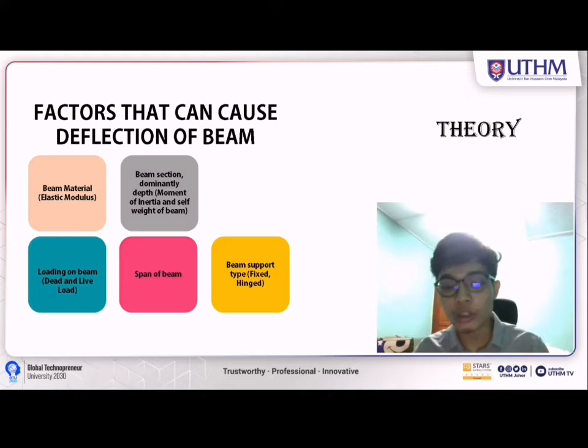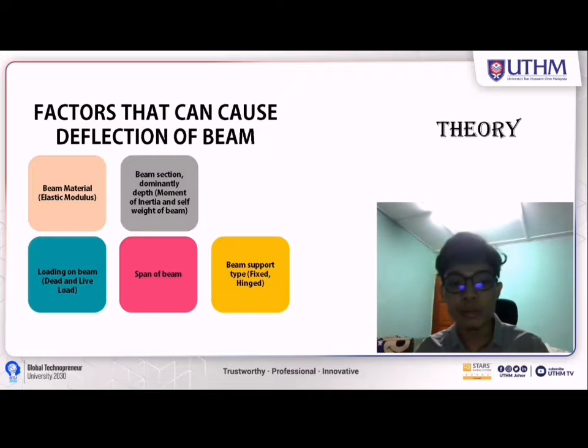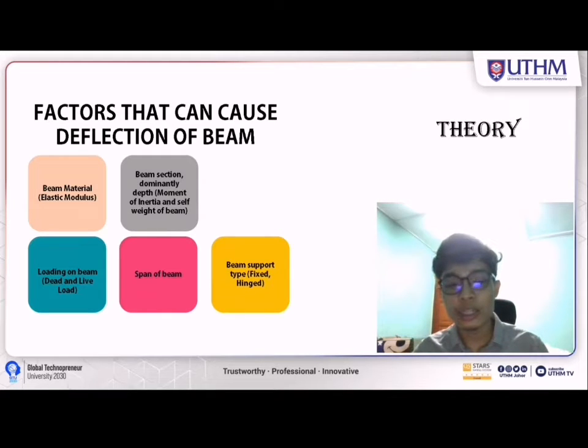What is dead load? Dead load is the permanent load, like the weight that acts on the beam. And live load is a load that can sometimes be removed, or the load can be decreased or increased. Next is the span of beam. We can know the span of the beam, how long the beam will stay there. And then the last one is the beam support type, like a fixed support or hinge support.